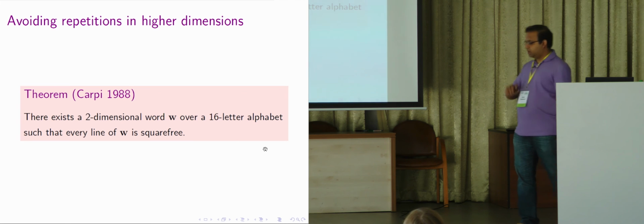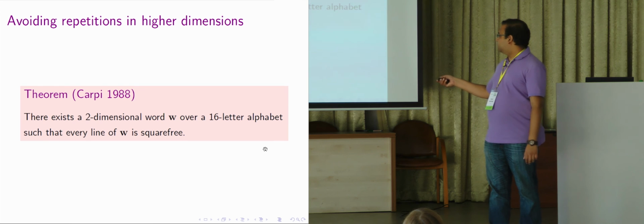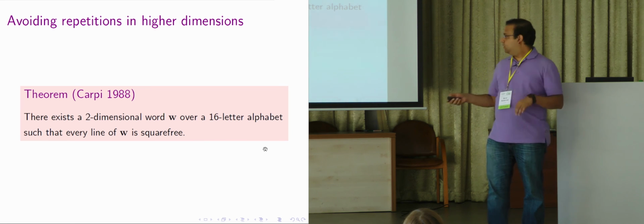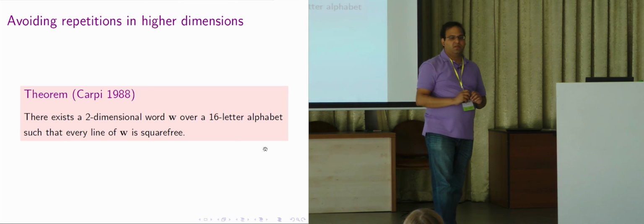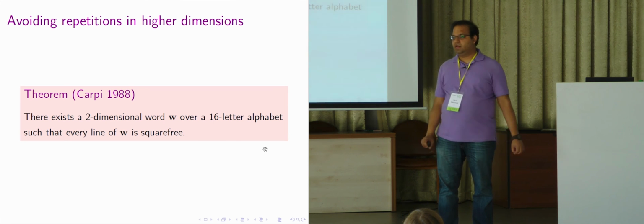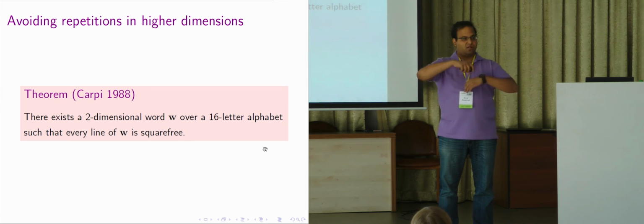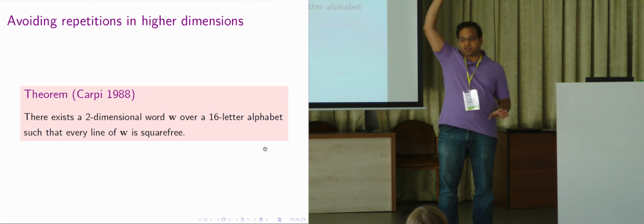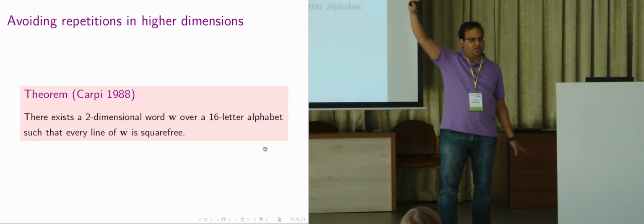So this is from that same paper by Arturo Carpi. And the result is as follows. There exists a two-dimensional word using only a 16-letter alphabet, such that every line that you can possibly draw through this two-dimensional grid will give you a square-free word. Every line of any slope. All right, the horizontal, vertical, diagonal, any strange slope you want. These will all be square-free. These will all give you square-free infinite sequences.